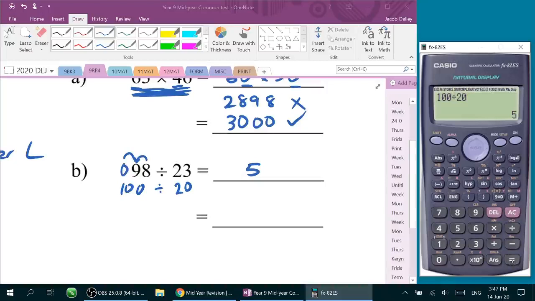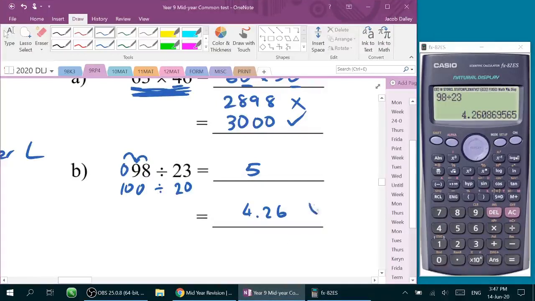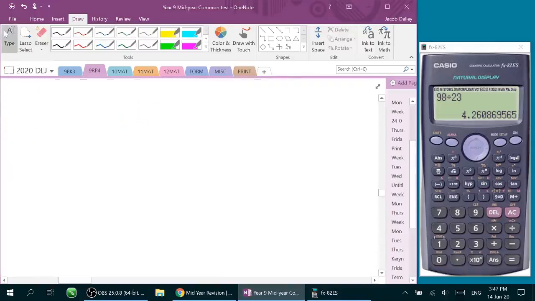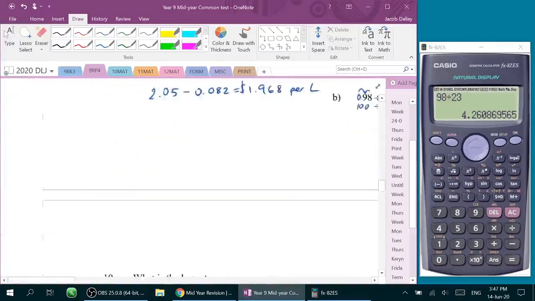Alright, so you would not get the answer right if you did just 98 divided by 23, because you haven't rounded it to one significant figure. So if you put 4.26, you'd be wrong. If you put 5, you'd be right. Okay, I think that's the end of our number section.